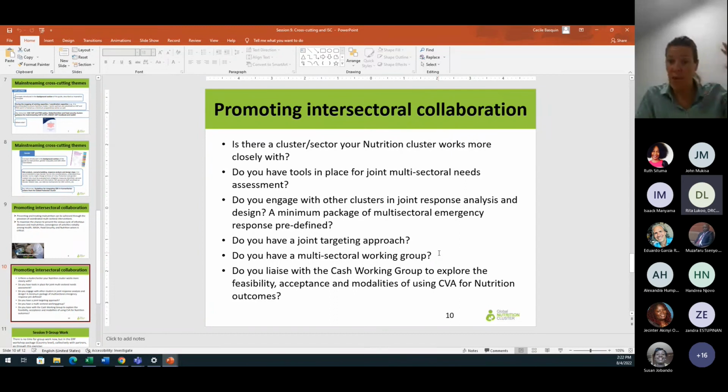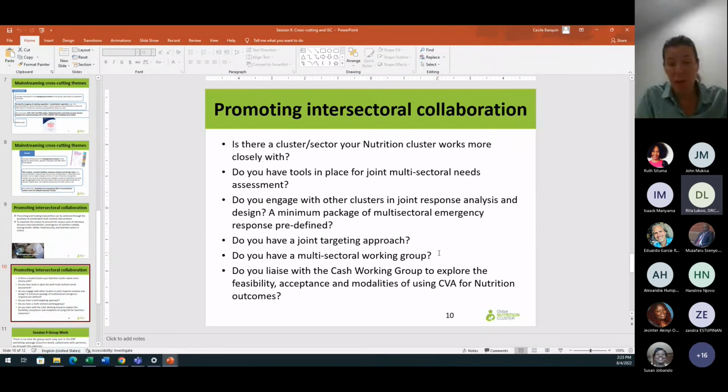And recall that we have at the GNC a dedicated help desk on intersectoral collaboration. So do not hesitate also to reach out to Rachel Lozano in case you need some support with that. And also at this phase of preparedness, it's really also a good moment to start considering the feasibility, acceptance, and modalities of using cash and voucher assistance for nutrition outcomes.